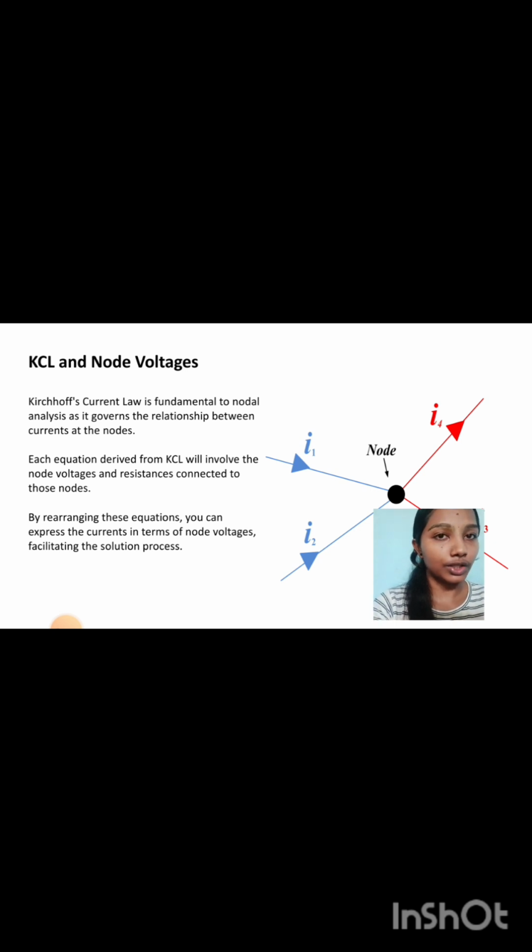KCL and node voltages. Kirchhoff's current law is fundamental to nodal analysis as it governs the relationship between currents at the nodes. Each equation derived from KCL will involve the node voltages and resistances connected to these nodes. By rearranging these equations, you can express the currents in terms of node voltages, facilitating the solution process.